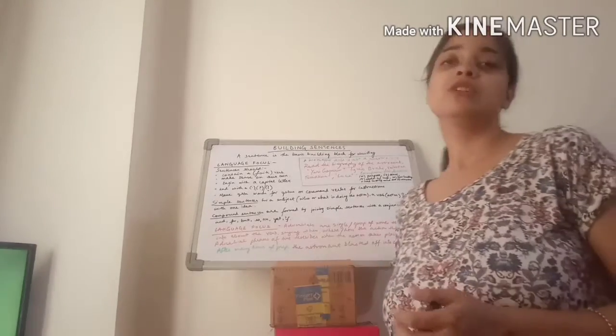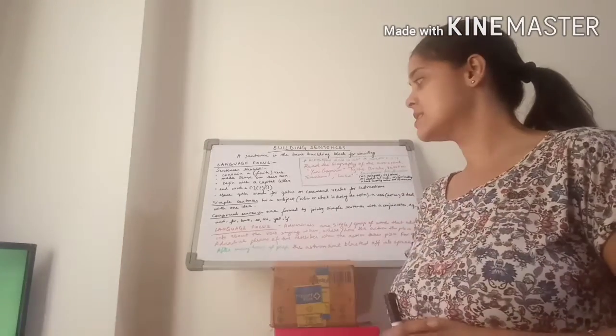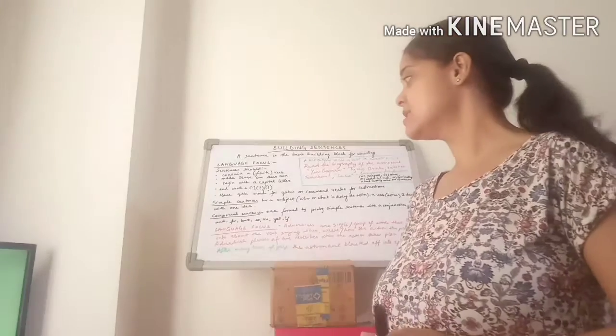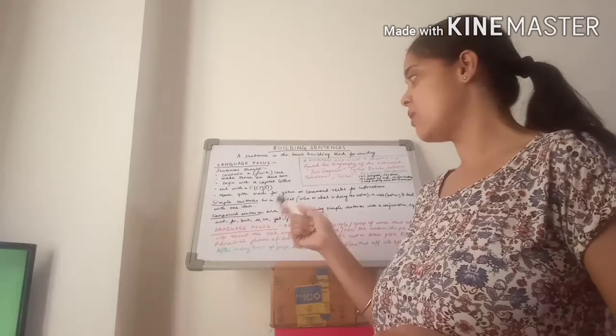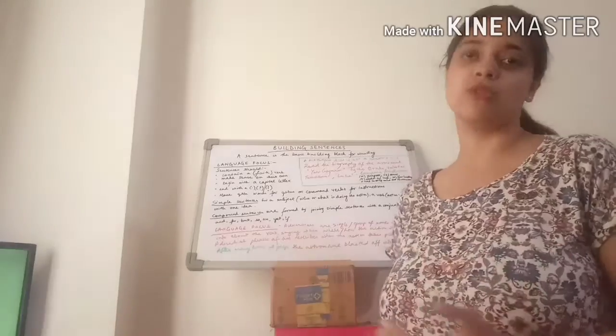You can also join two simple sentences and make it into a compound sentence by using the words or, yet, if, so. Okay.